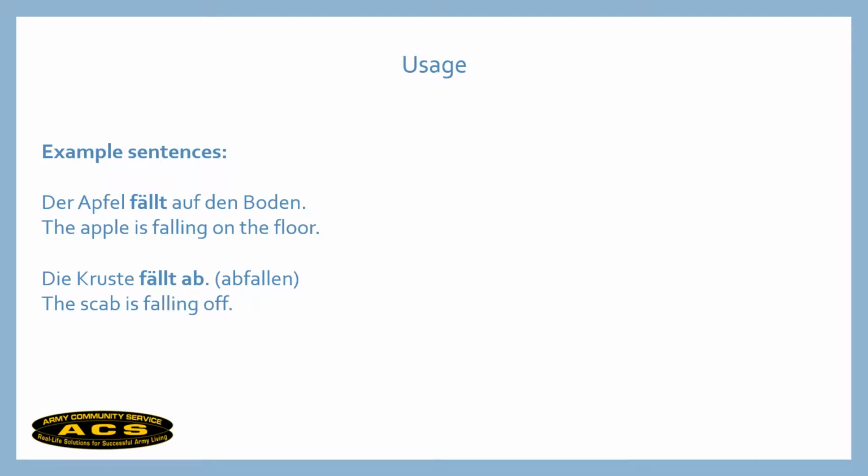Here's another example sentence. I could say, the apple is falling on the floor. Der Apfel fällt auf den Boden. Here I'm just using a simple verb, not a separable verb. Fallen, conjugated to fällt. But in the next sentence, I'm actually using a separable verb. Die Kruste fällt ab. The scab is falling off. Fällt ab. Here again, I have my conjugated verb, fällt, and I have my prefix at the end of the sentence because that actually comes from the separable verb abfallen, to fall off.